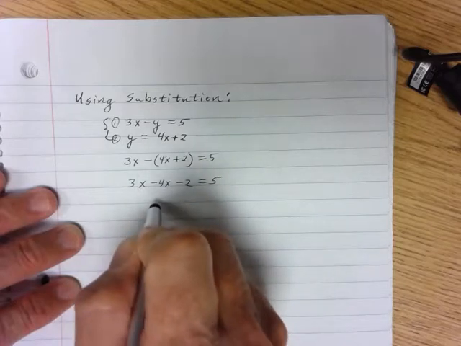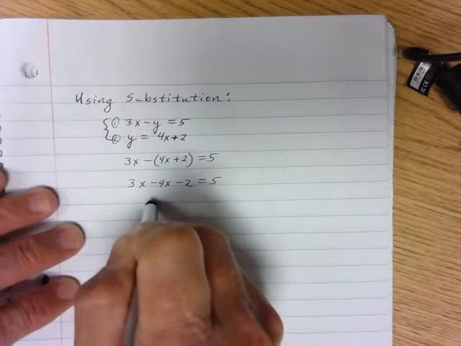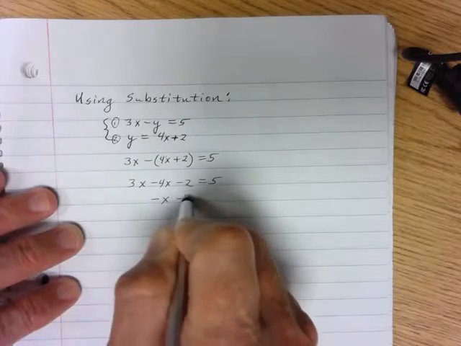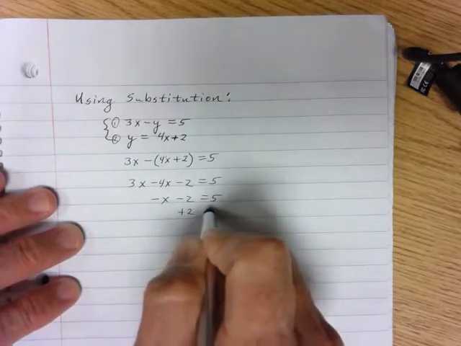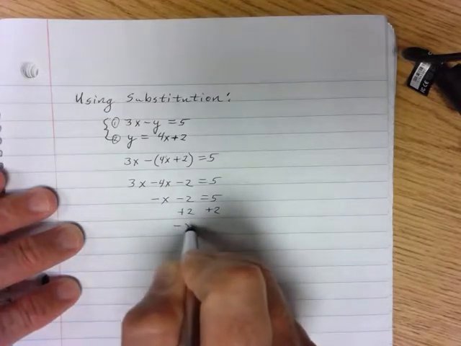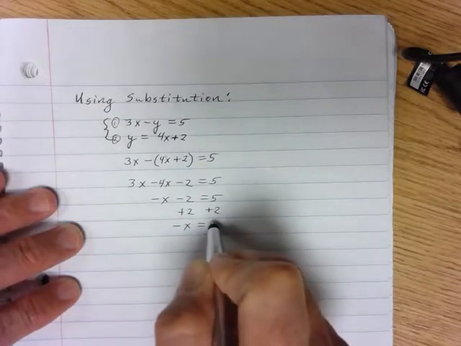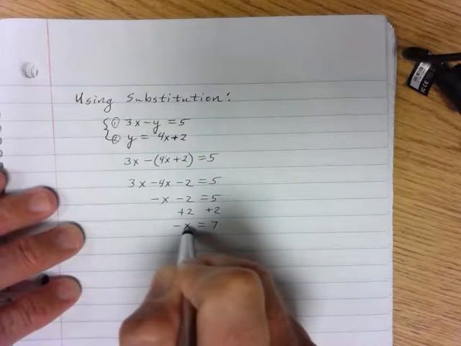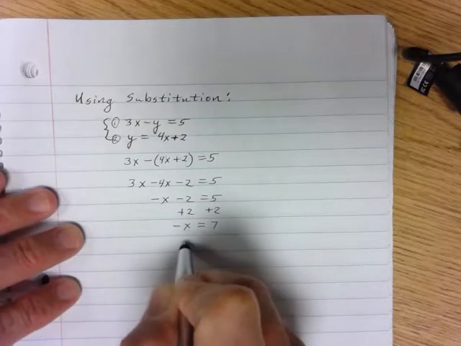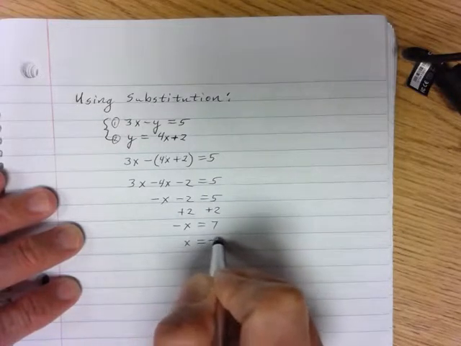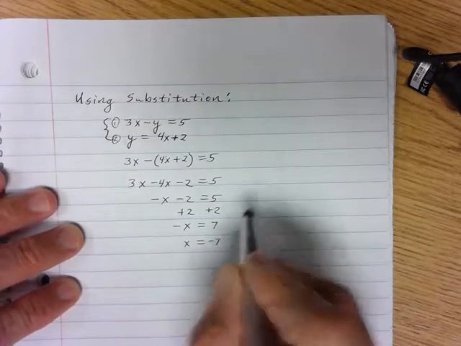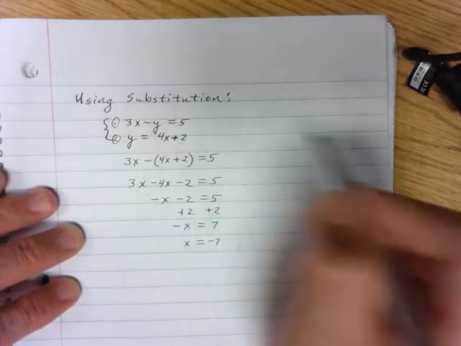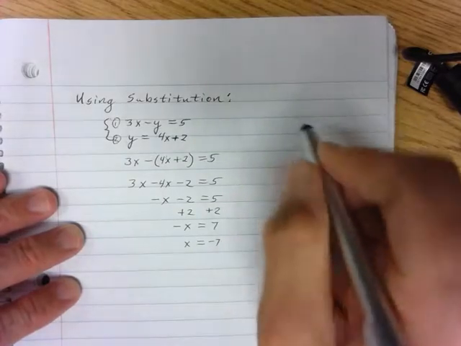3x minus 4x is a negative 1x, or just minus x. Minus 2 equals 5. Add 2, and we get negative x is equal to 7. Then multiply by negative 1 on each side, and we get x equals negative 7. Okay, then we take that value of negative 7. We can put it back into either equation and find the value of y.